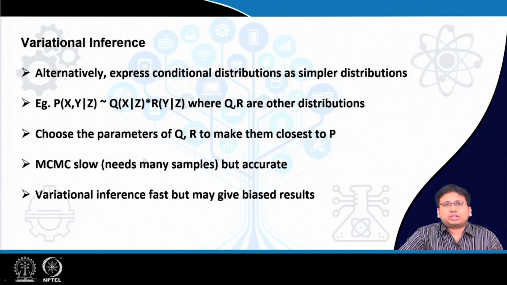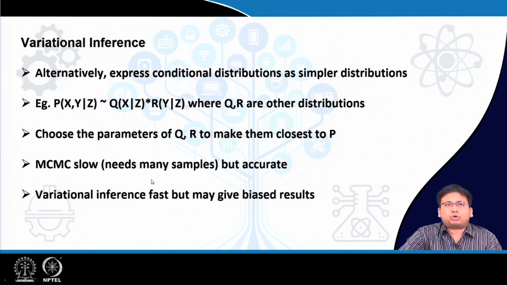Now, we choose those parameters of the q and r distributions in such a way that this product is as close to the original distribution as possible. So, choosing these parameters is an optimization problem. Basically, variational inference is essentially an optimization based approach, which can be solved either directly or numerically, as the case might be.